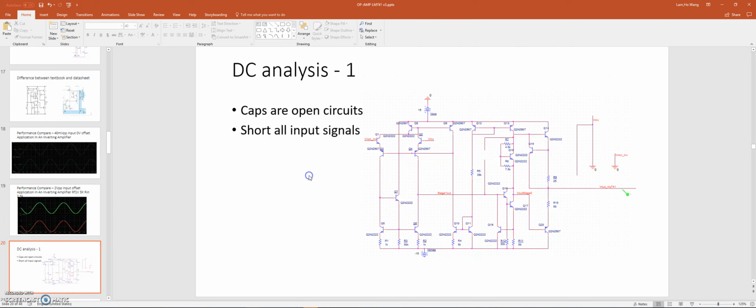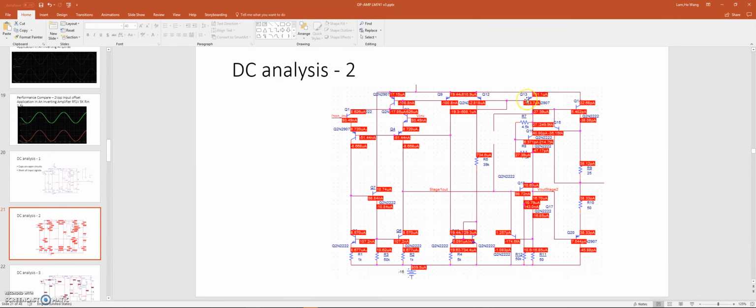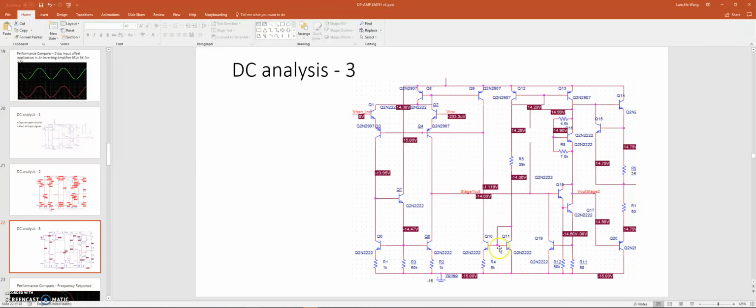Okay, so DC analysis. For the DC analysis, we open all the caps and then we short all the input signals. And then here are the DC analysis values of the current. I'm not going into too much detail. I have a couple of other slides when I'm going through the electronics characteristics. I might come back to this. And then we also have the DC bias voltage for the whole circuit.